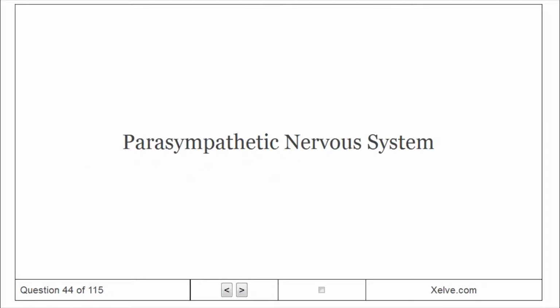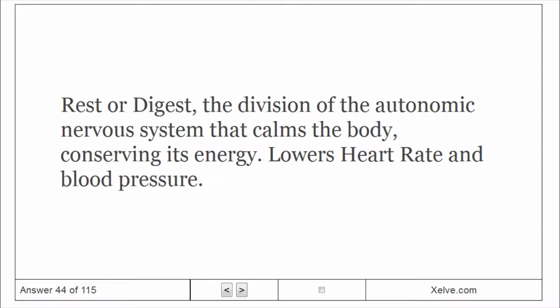Parasympathetic nervous system. Rest or digest, the division of the autonomic nervous system that calms the body, conserving its energy, and lowers heart rate and blood pressure.